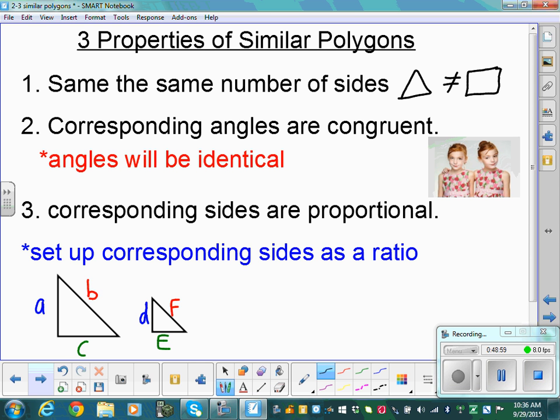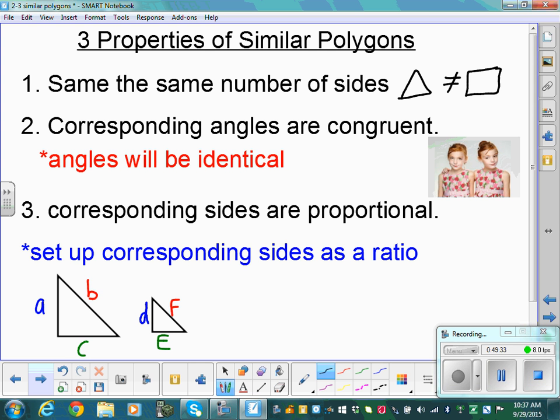The second property is corresponding angles are congruent. We know congruent means equal, right? So once again, corresponding angles are congruent. So the angles will be equal no matter what. Even if we have this huge polygon and a small polygon, the angles will be identical, exactly the same. So I have my picture of my identical twins. By definition, identical twins' DNA is equal, it's the same. So just keep in mind angles are exactly equal, just like identical twins.